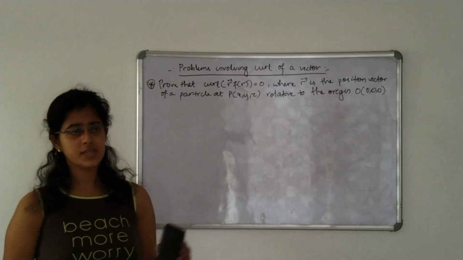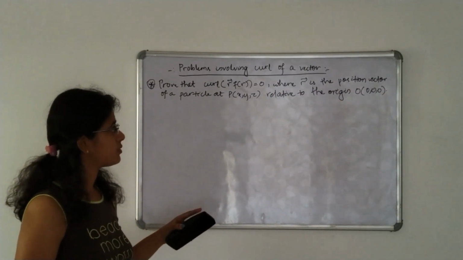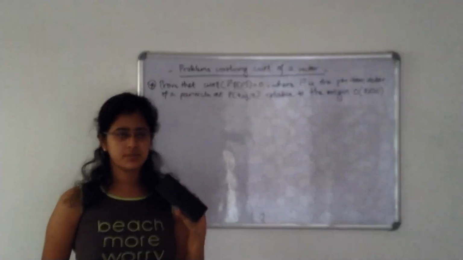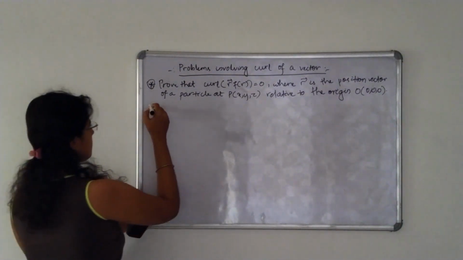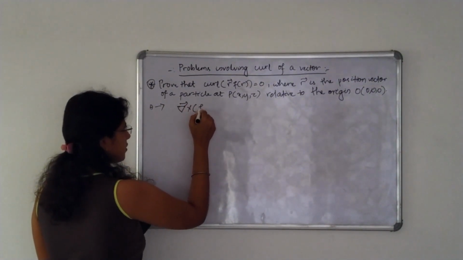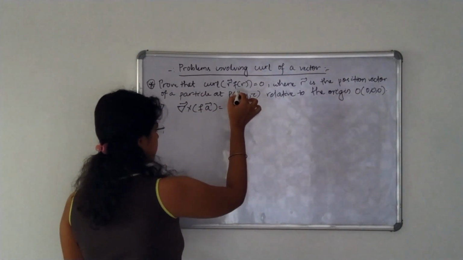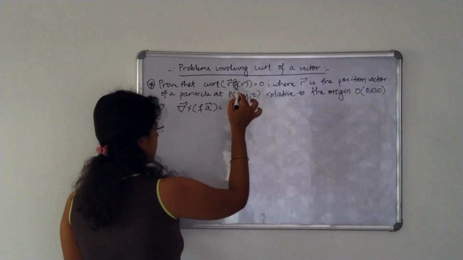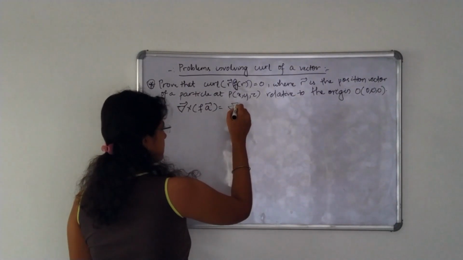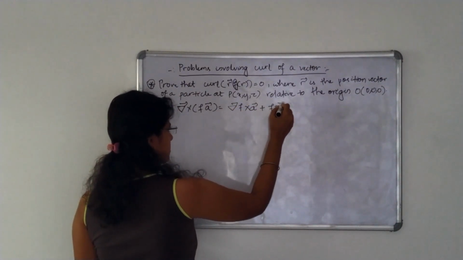So the next question is: prove that curl of r times A of r is equal to 0, where r vector is the position vector of a particle relative to the origin. Okay, so we know that curl of f into A vector, where f is a scalar and is a function of r.